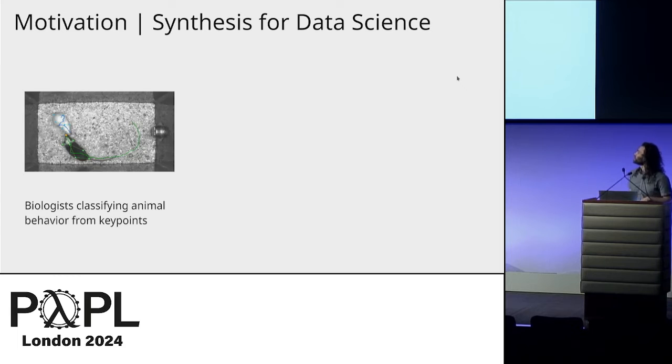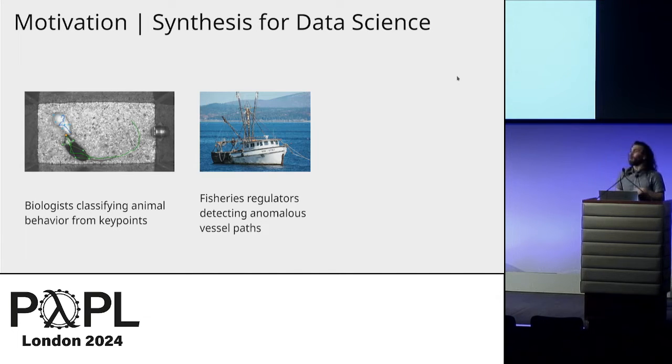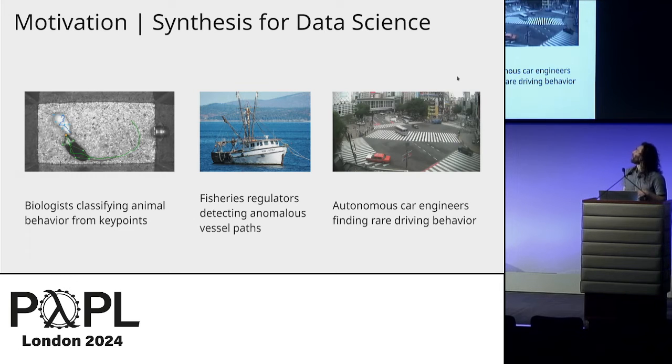For instance, biologists often have a lot of video of animals, such as mice interacting, and they might want to identify when the mice are engaging in certain behaviors. Or a fisheries regulator might have a lot of vessel tracks, and they might be interested in looking for suspicious behavior that might be indicative of illegal fishing. Or an autonomous driving engineer might have video of a traffic camera and might be interested in rare driving behaviors that they need to account for.